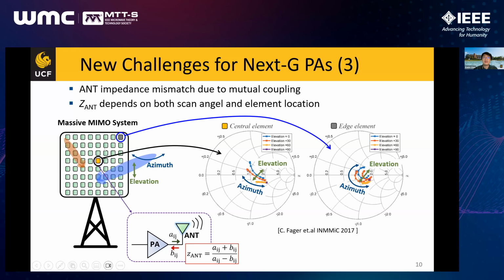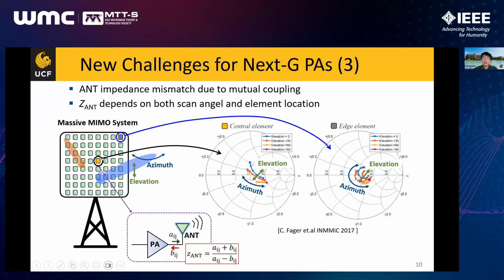This impedance mismatch or fluctuation is highly dependent on the beam scanning angle and the location of the antenna in the array. As you can see, when the beam is scanned in the azimuth and elevation angles, the load impedance of the antenna varies in very different ways between the center unit and the edge element in this array. So at the system level, this antenna impedance mismatch can lead to main beam distortion when all the PAs are connected to this antenna array.